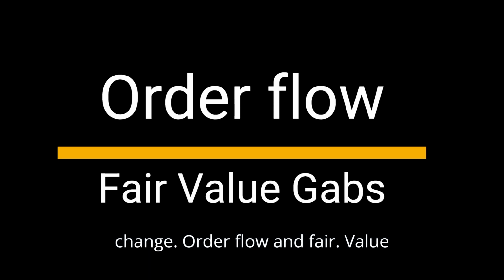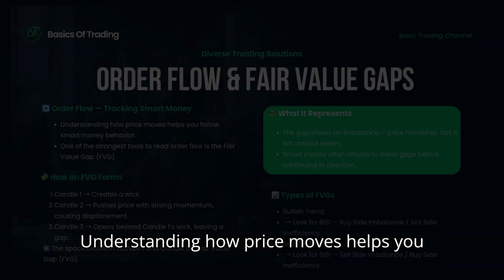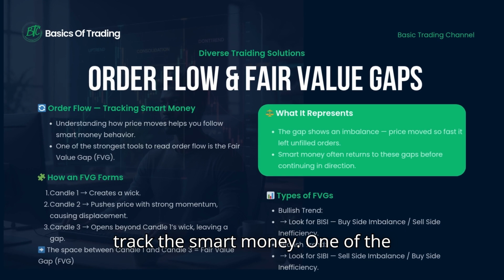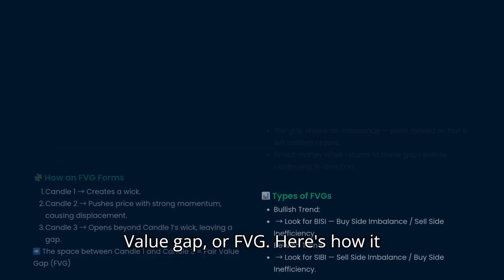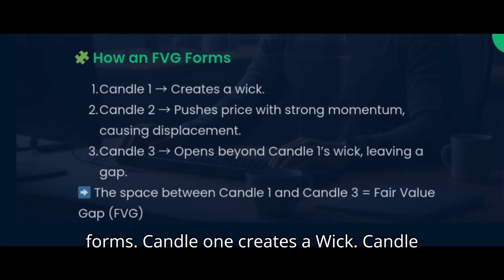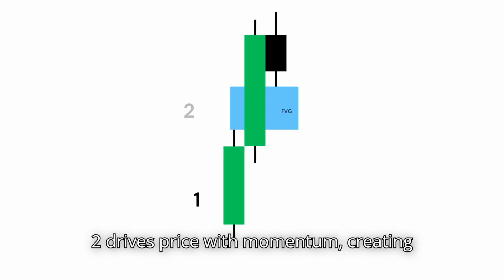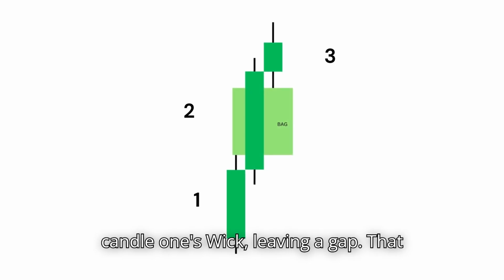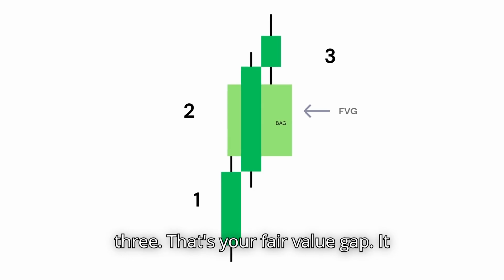Order flow and fair value gaps. Let's talk order flow. Understanding how price moves helps you track the smart money. One of the strongest tools for this is the fair value gap, or FVG. Here's how it forms. Candle 1 creates a wick. Candle 2 drives price with momentum, creating displacement. Candle 3 opens beyond Candle 1's wick, leaving a gap. That space between Candle 1 and Candle 3, that's your fair value gap.